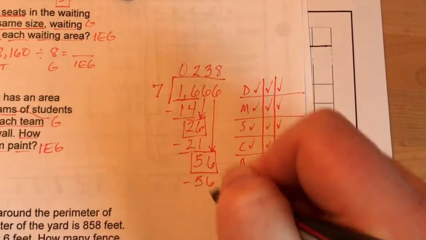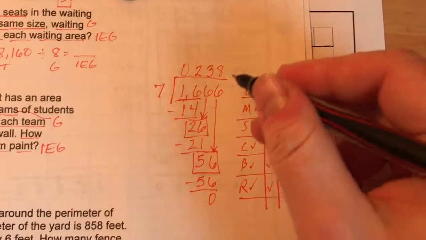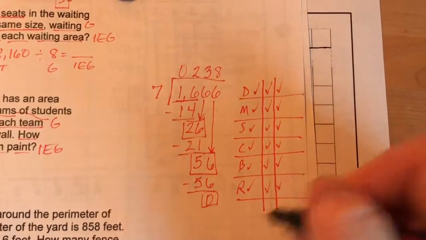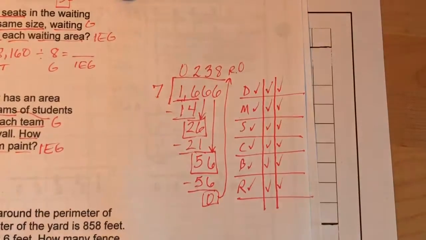And then we're going to subtract. And we get 0. Check. The king is definitely happy. There's nothing to bring down, but we can box. And then we have a repeat or remainder. In this case, it's a remainder of 0.